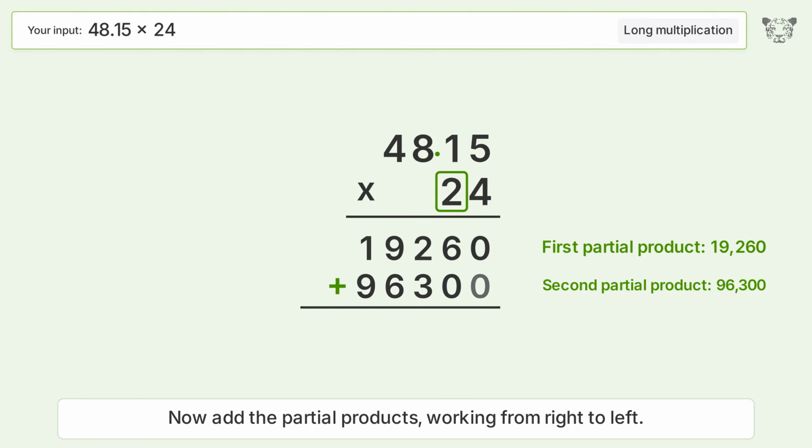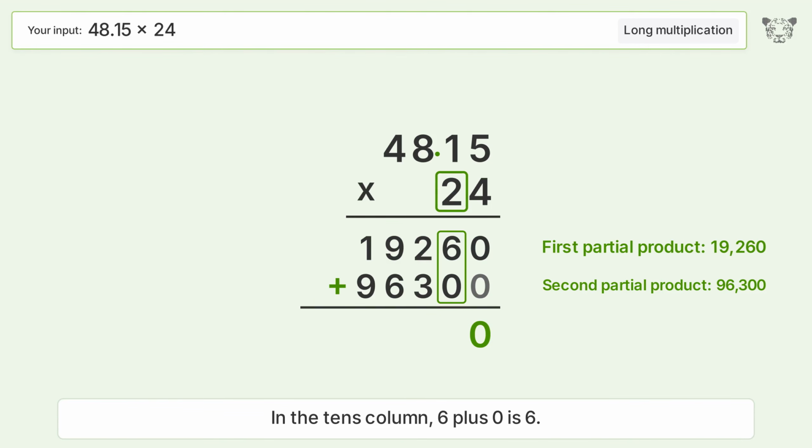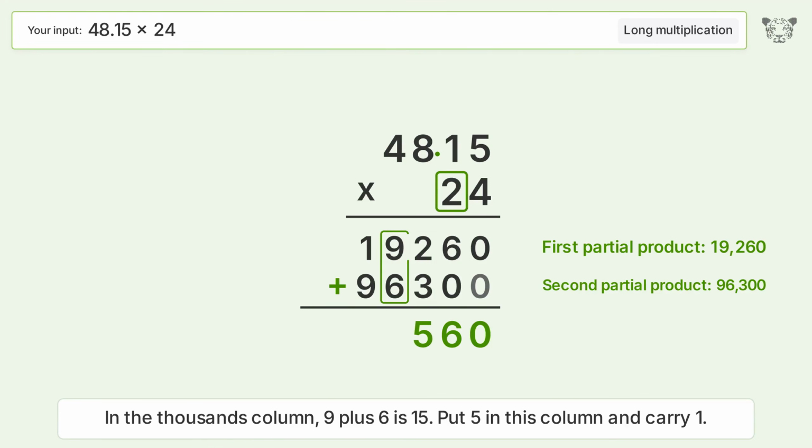Now add the partial products, working from right to left. In the ones column, 0 plus 0 is 0. In the tens column, 6 plus 0 is 6. In the hundreds column, 2 plus 3 is 5. In the thousands column, 9 plus 6 is 15.